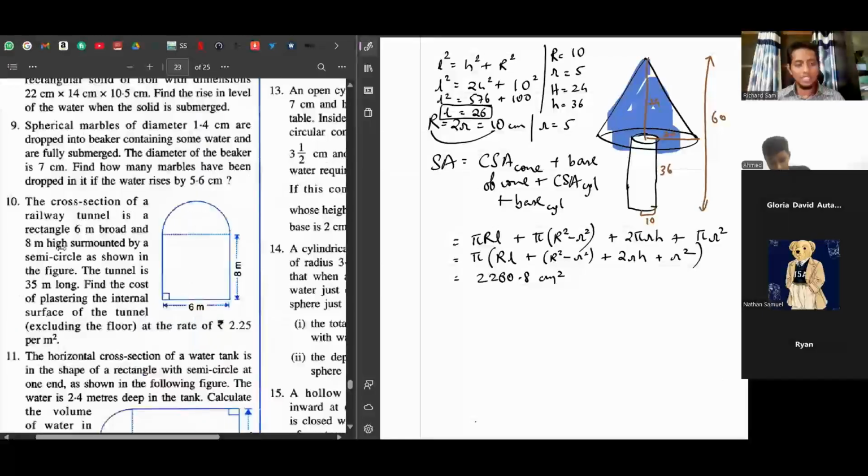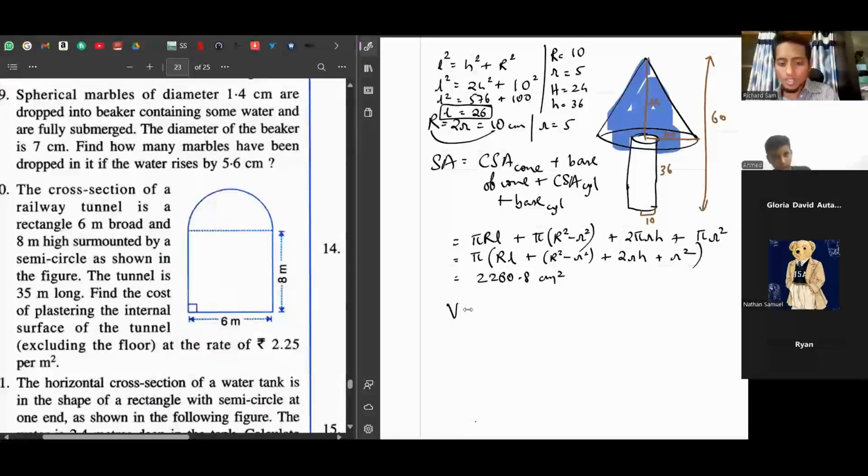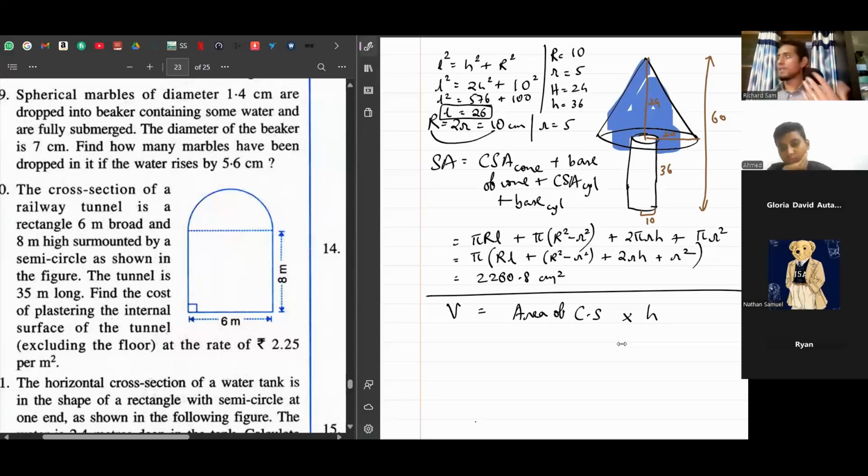The other type of question is where you use this concept: volume is equal to area of cross section into height, or into the third dimension. Do you know this concept? We have used this concept to figure out the formula for volume of cylinder. How did we get volume of cylinder?